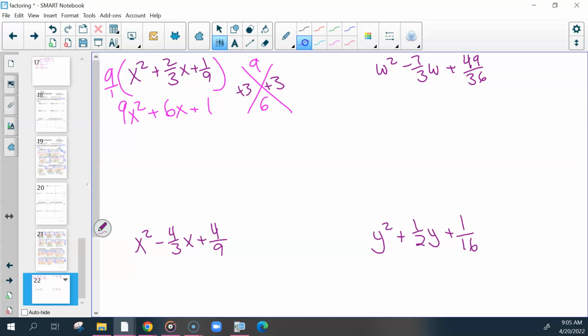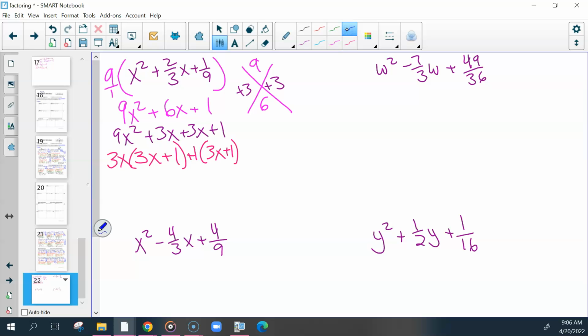So then we could rewrite this. 9x squared plus 3x plus 3x plus 1. What did the first 2 have in common? 3x. What would be left? 3x. And what can we divide out of the last 2? 1. Leaving 3x plus 1.